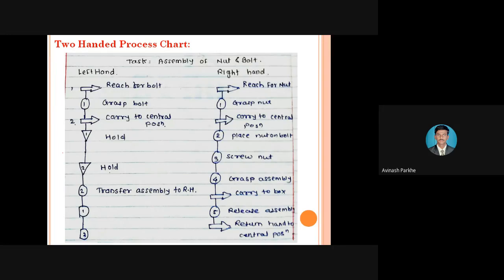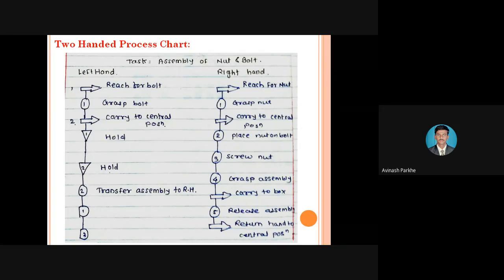Two-handed process chart. What does it indicate? The name itself suggests it. What is meant by the two-handed process chart? Whatever activities are performed by the left hand and whatever activities are performed by the right hand simultaneously, the activities of the left hand and the right hand are represented using some standard charts. That chart is called a two-handed process chart.